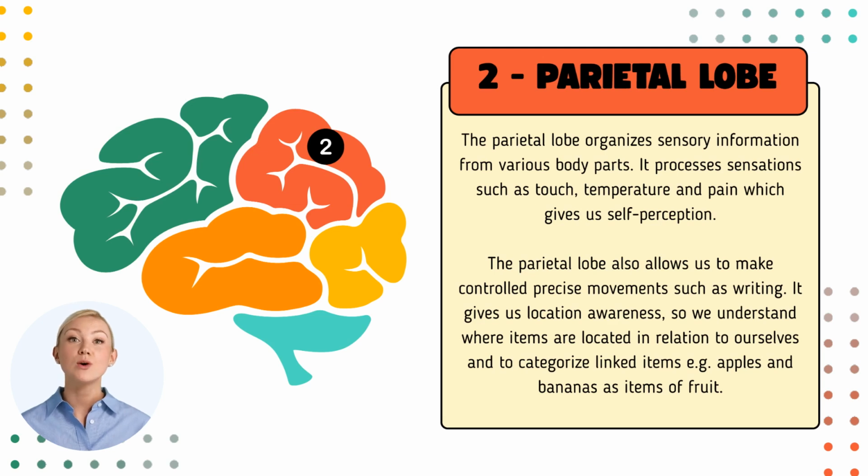The parietal lobe organizes sensory information from various body parts. It processes sensations such as touch, temperature, and pain, which gives us self-perception. The parietal lobe also allows us to make controlled, precise movements such as writing. It gives us location awareness, so we understand where items are located in relation to ourselves and to categorize linked items, for example, apples and bananas as items of fruit.